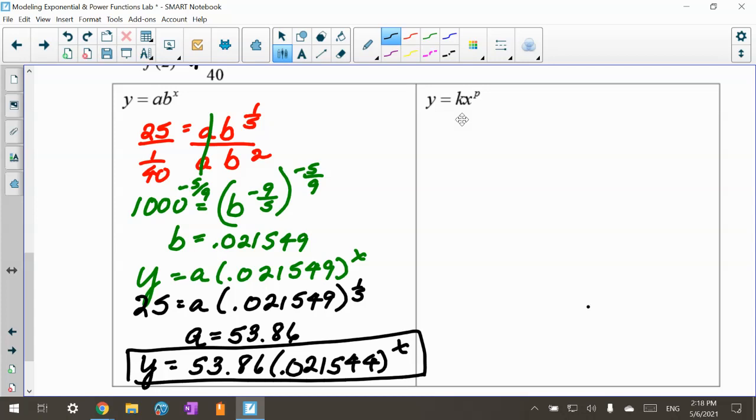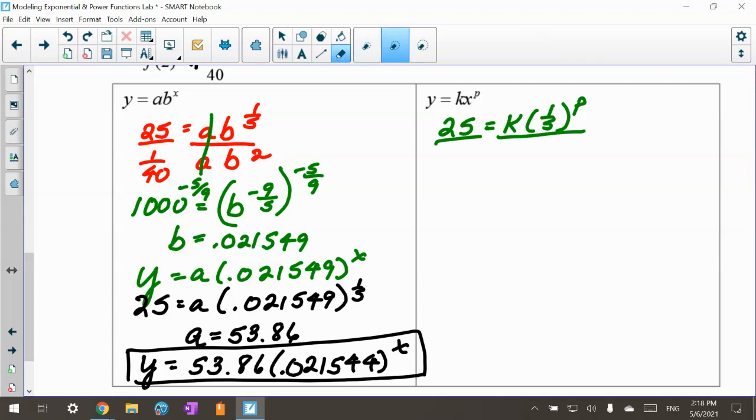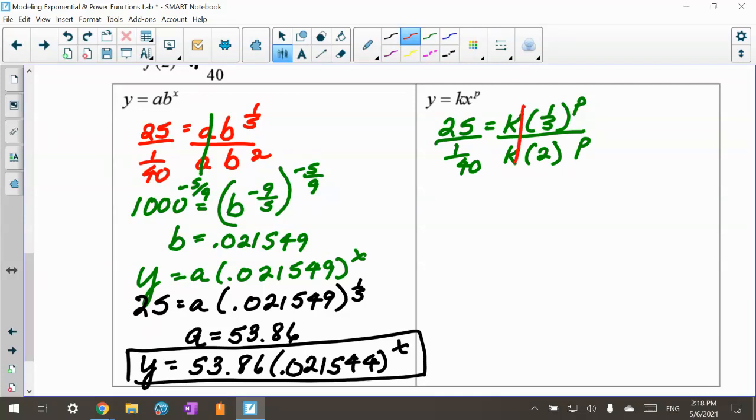The power function, we're going to start out the same. I'm going to do 25 equals k, my x is 1/5, raised to the p. Then we're going to put the other point, 140 equals k times 2 raised to the p, and divide. Again, this still comes out to be 1,000 when you divide that out, equals 1/5 divided by 2. So this is a little bit different. You're not subtracting. So that's 1/10 raised to the p.